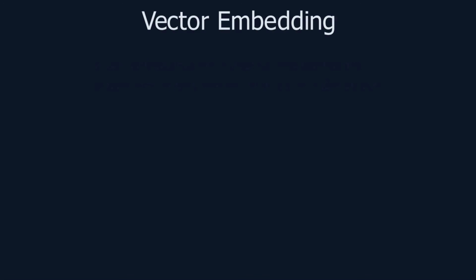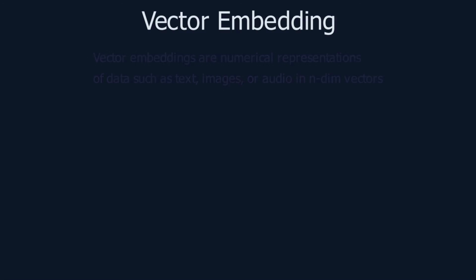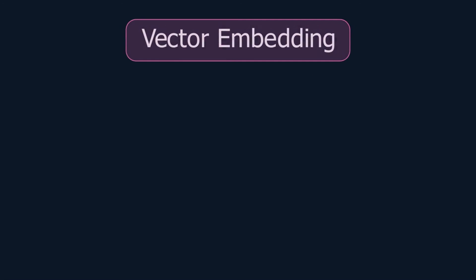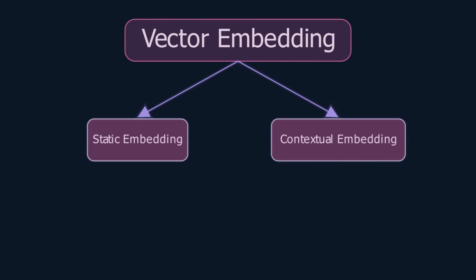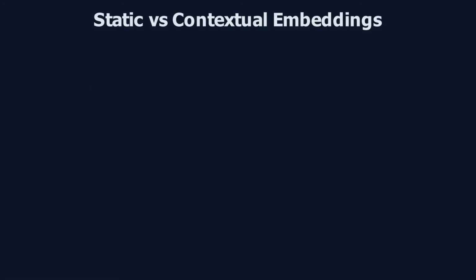Before we go further into the video, I want you to understand what vector embeddings are. We know that neural networks cannot directly understand text, so we convert the text into n-dimensional numerical representations called vector embeddings. There are two main types of vector embeddings: static embeddings and contextual or dynamic embeddings. Now, let's understand how static and dynamic embeddings differ from each other.